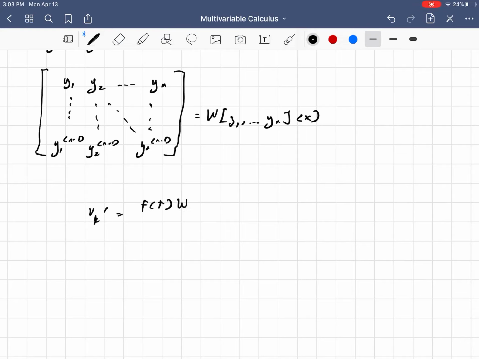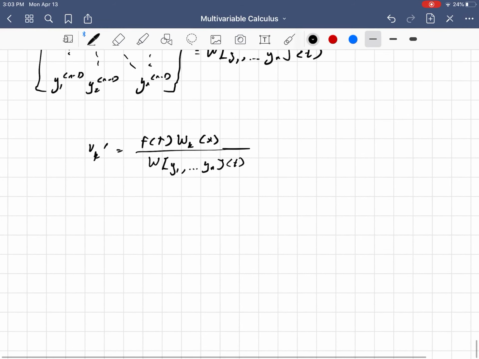And using Cramer's rule, we would get that v sub k prime is f of t times w sub k of x, I'll say what that means in a second, over the Wronskian. I don't know why I wrote x here, I have a habit of doing that. It's t, of the Wronskian from y sub 1 to y sub n of t.